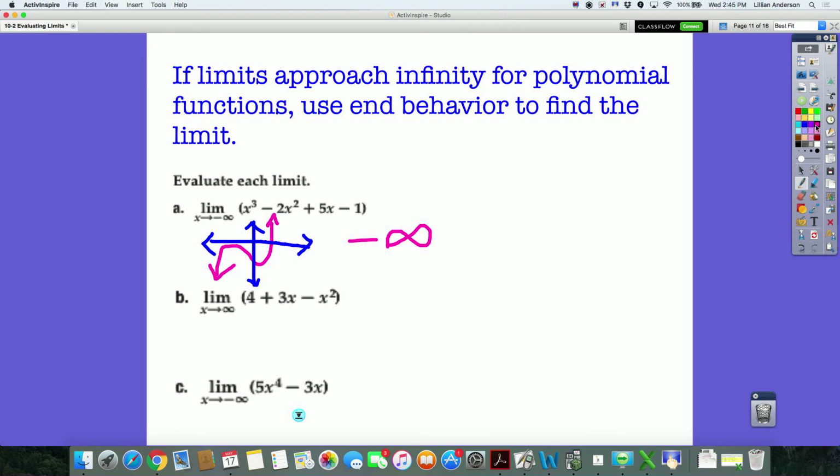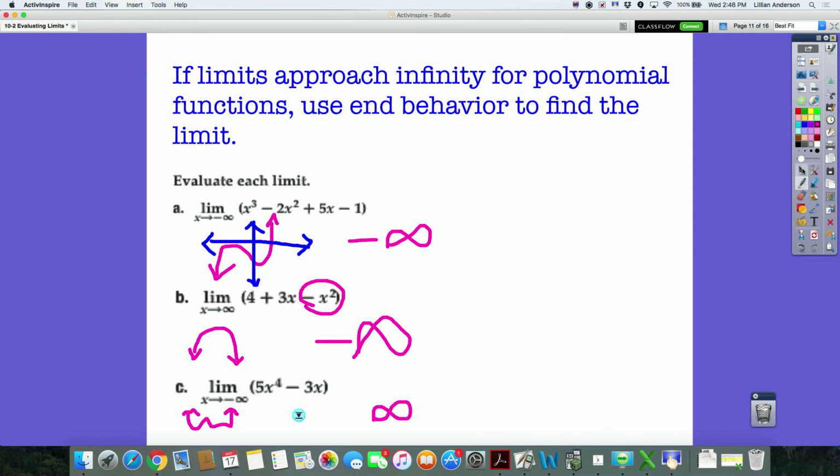You almost remember. It's an upside down parabola, and the reason why is because it's a negative x squared. As x approaches positive infinity, y approaches negative infinity. Awesome. Show me with your arms. What's the last one? Positive and even. So what's the answer? Infinity.